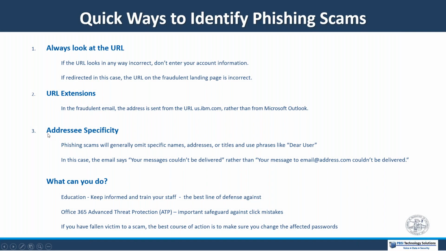Check addressee specificity. So a scam that omits names or says "dear user," again, nothing's universal here, but the fact is these little details are important. "Your message couldn't be delivered," as opposed to "your message to this address couldn't be delivered." That's just paying attention to the specificity. Is it possible that this email that I've received was mass emailed to a bunch of people to try and trap one of us? So what can we do?